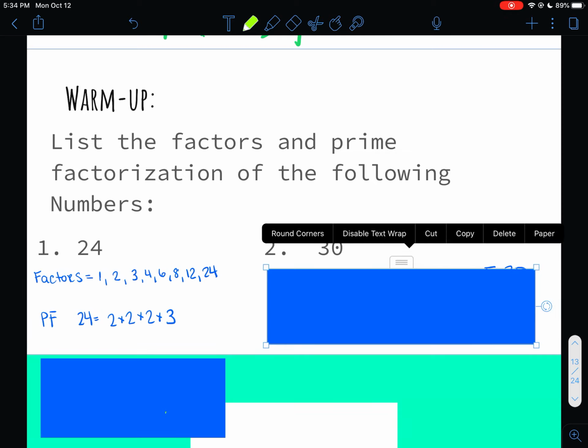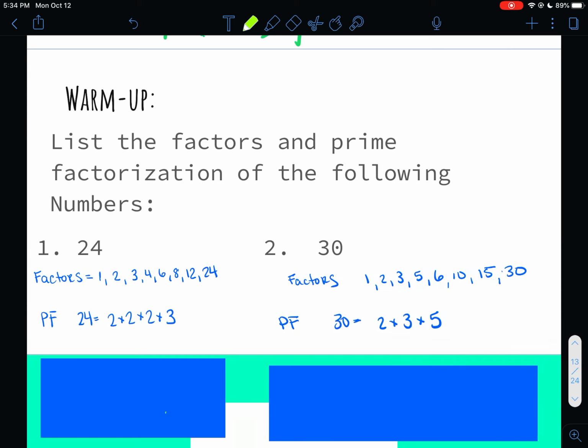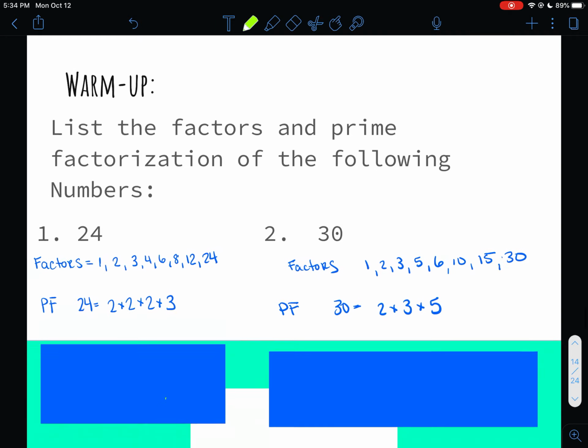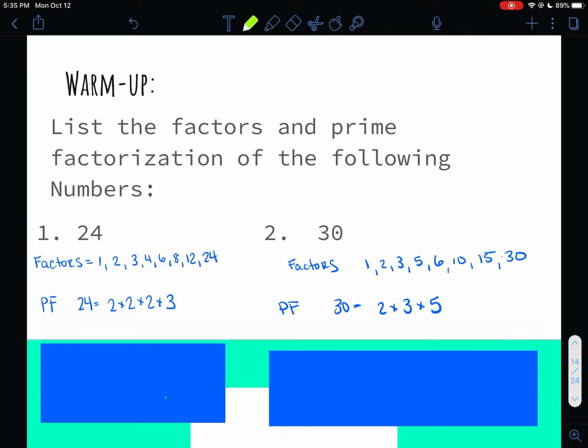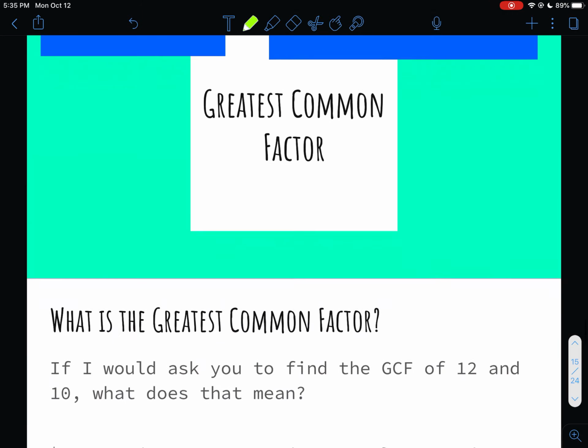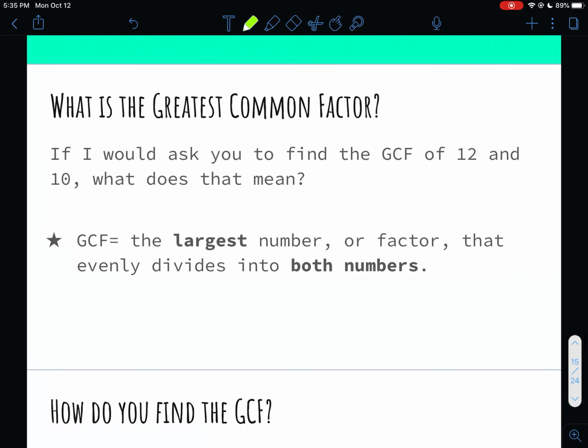Okay. And then for 30, the factors of 30 are 1, 2, 3, 5, 6, 10, 15, and 30. And then the prime factorization is 2 times 3 times 5. So hopefully you did well on that. You need to know both of those skills to know what we're doing today. So you should have your math notebook out, your calculator out, and a pencil ready to take notes.